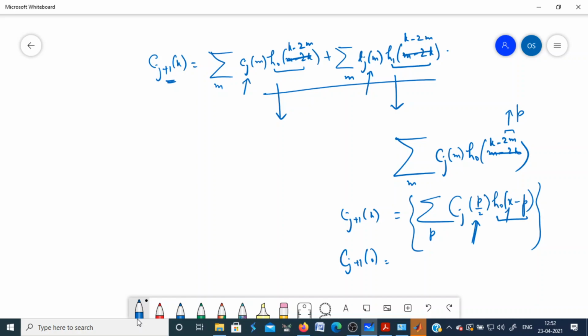So k is equal to 0 here, you will get summation of Cj of p by 2 into h naught of minus p. Now in this case your impulse response will remain same because you're folding it here. So you're folding one sequence, multiply with another, add, you will get the first sample. Then it is Cj plus 1 of 1, you will get Cj of p by 2 into h naught of 1 minus p. So 1 minus p or minus p plus 1, it is folding then shifting by 1 to the right, then again multiply, again add.